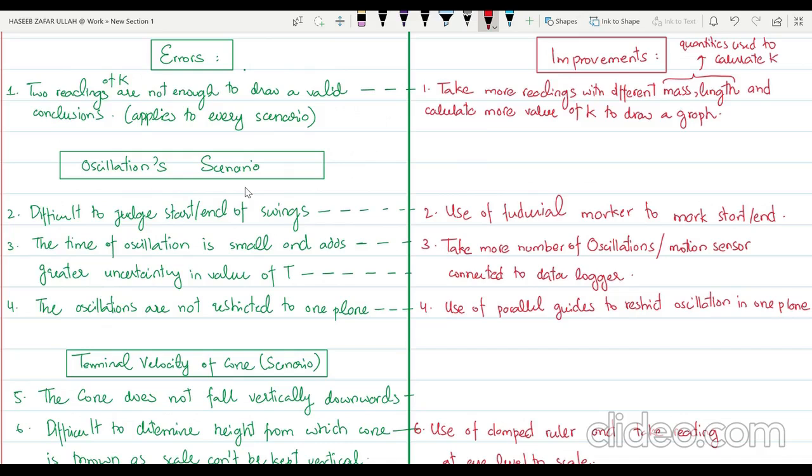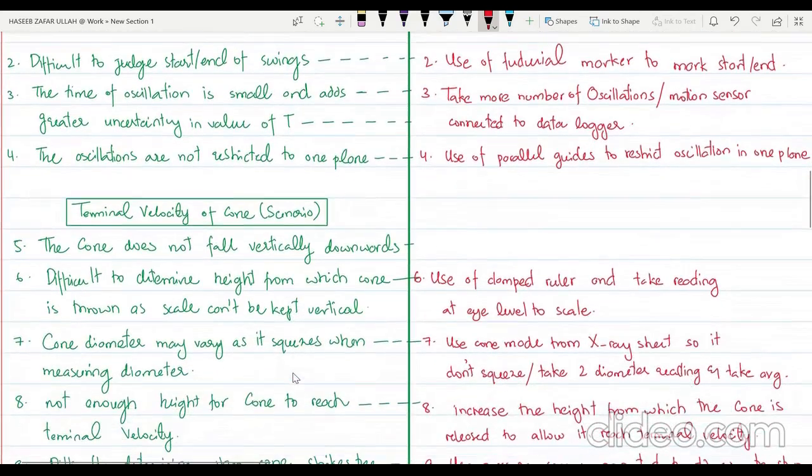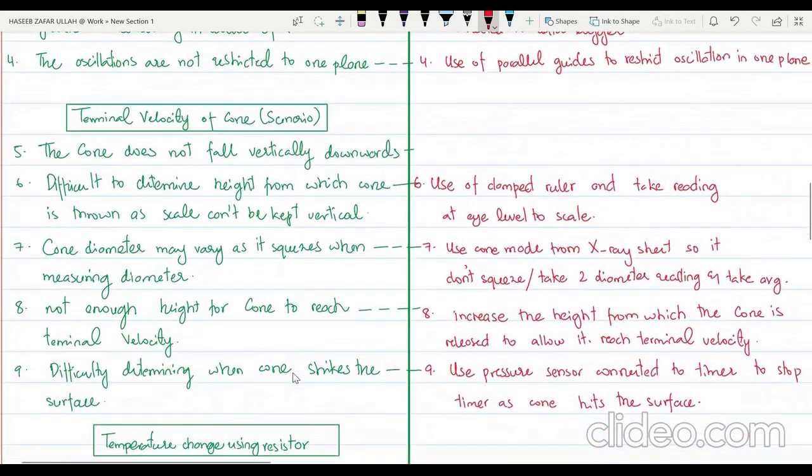Parallel guides are like two lines specifying the path of the pendulum bob, so that it moves within these two lines. It does not move to the left or to the right. The other scenario is the terminal velocity of the cone. You are dropping a cone from a height, and then you are measuring the time at which it comes to the terminal velocity. So what can be the errors in this?